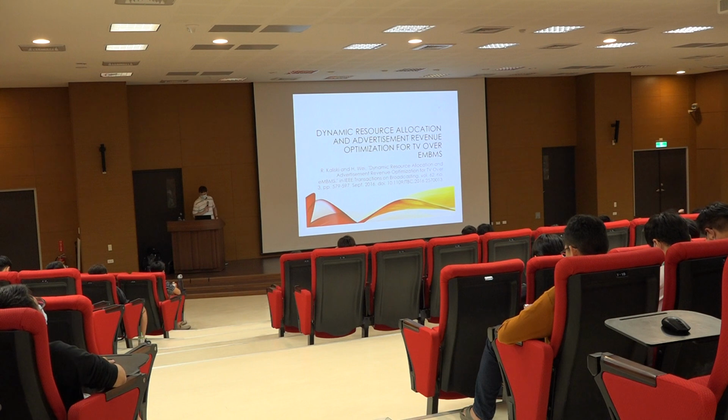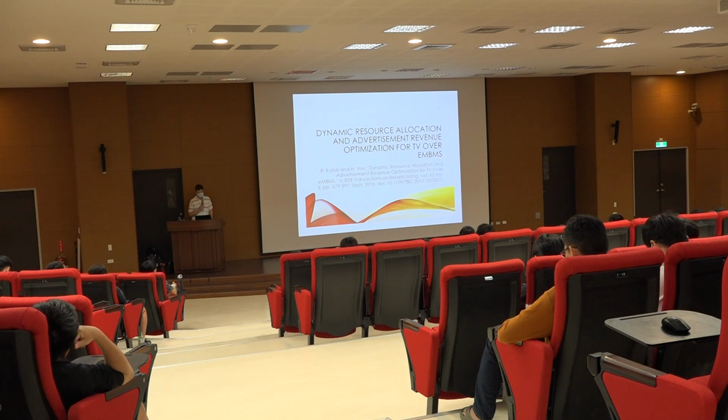Now, the next work we have here is dynamic resource allocation and advertisement revenue optimization for a TV over eNBMS. This is mobile TV. So we assume here people actually do watch mobile TV on their cell phone. In some scenarios it makes sense. I think the industry actually realized many years ago they can't have the same content as terrestrial conventional TV because end users won't pay for it.